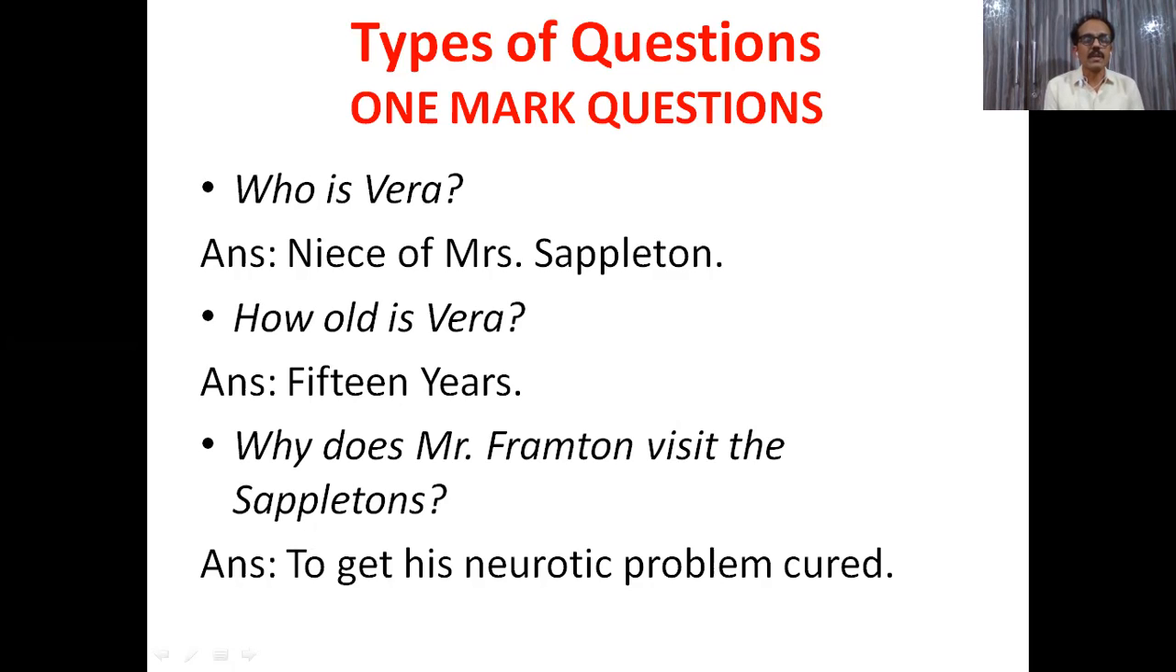The second question, how old is Vera? The answer is 15 years. Vera is 15 years old. And why does Mr. Frampton visit the Sapletons? The answer is to get his neurotic problem cured. My dear students, these are three examples of one mark questions. As I just told you, you go through the text, you go through the story, and you guess some such one mark questions and even write answers for them. I hope you got some idea about how one mark questions generally are.